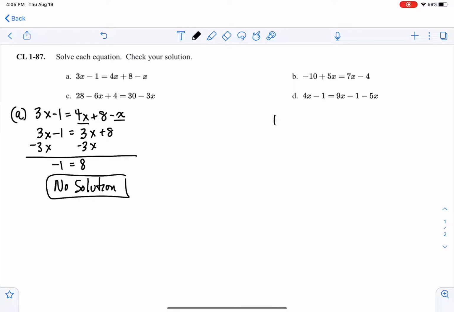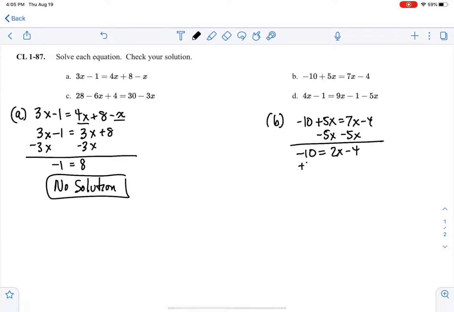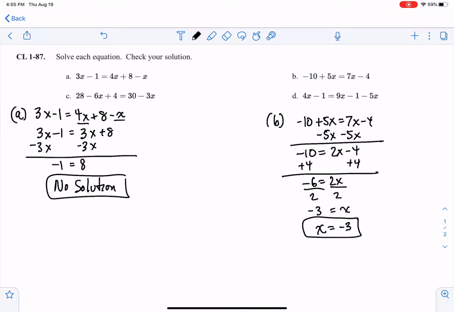Okay, for B, we have negative 10 plus 5x equals 7x minus 4. I'm going to subtract 5x from both sides. And I get negative 10 equals 2x minus 4. I'll add 4 to both sides, right? I'm going to do the opposites. So negative 10 and positive 4 is negative 6 equals 2x. I'll divide both sides by 2. Negative 3 equals x. So I would write the answer as x equals negative 3. We would never leave it as negative 3 equals x.